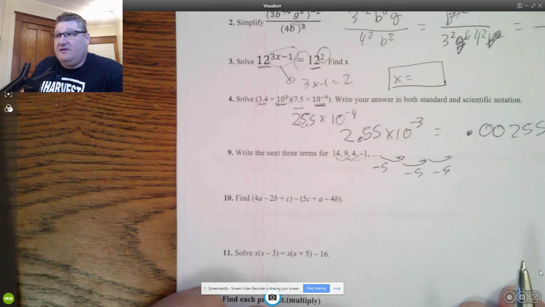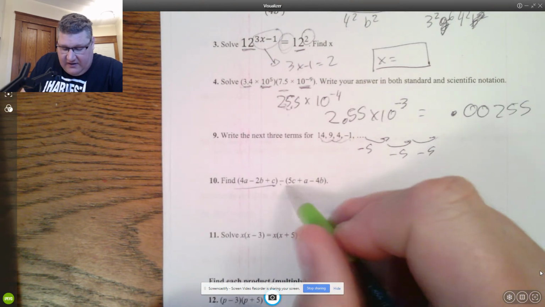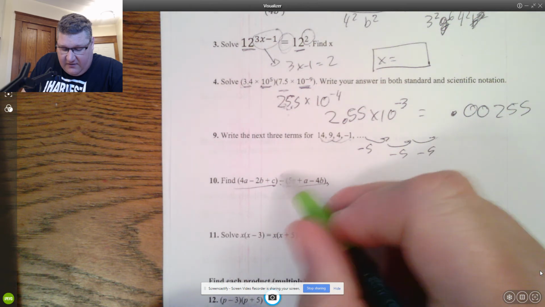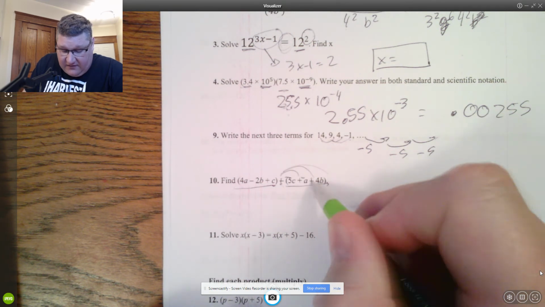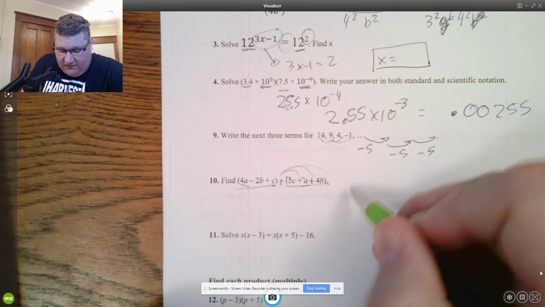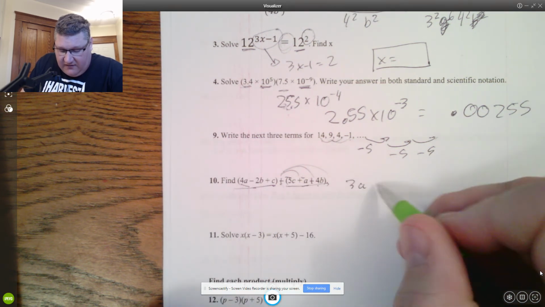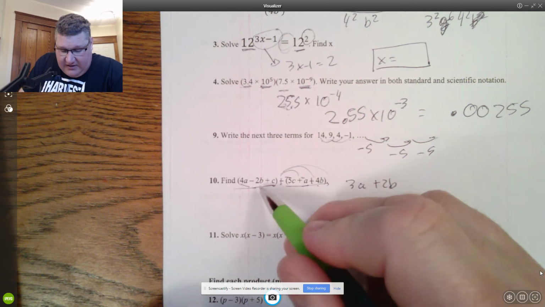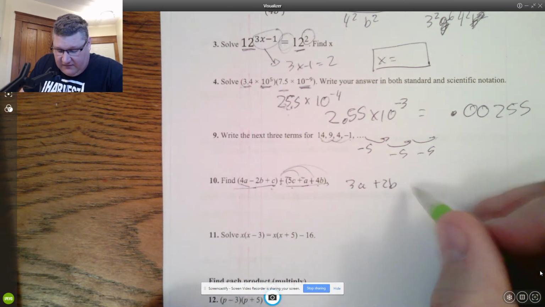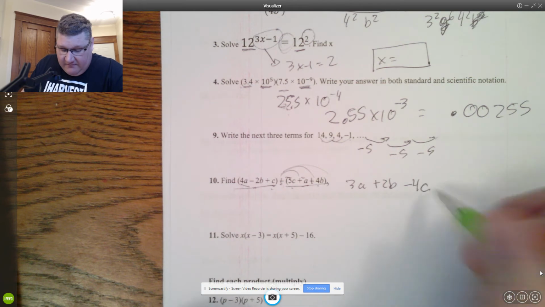Now, when we come down here, we have this minus this. Well, minus means I need to give away the negative. So plus negative, negative, positive. So I put them all together. I have 4a minus 1a is 3a. Negative 2b plus 4b is plus 2b. And c take away 5c, well, 1 take away 5 is negative 4c.